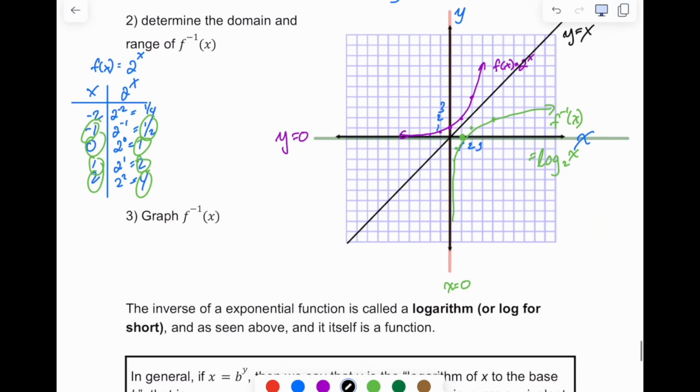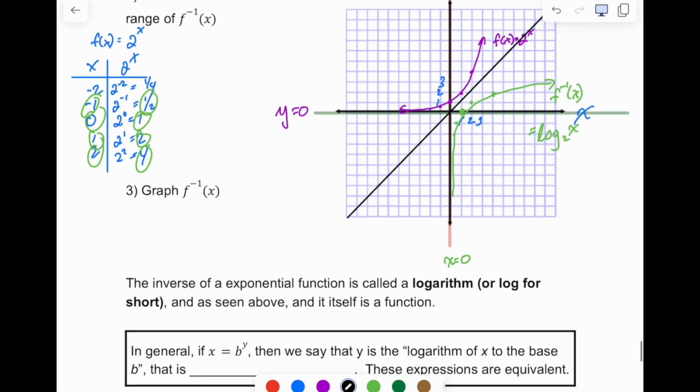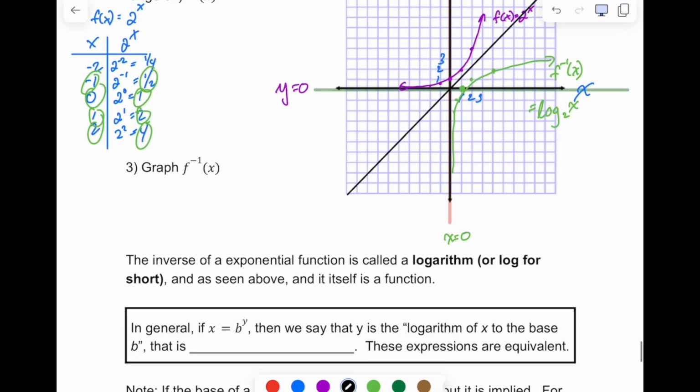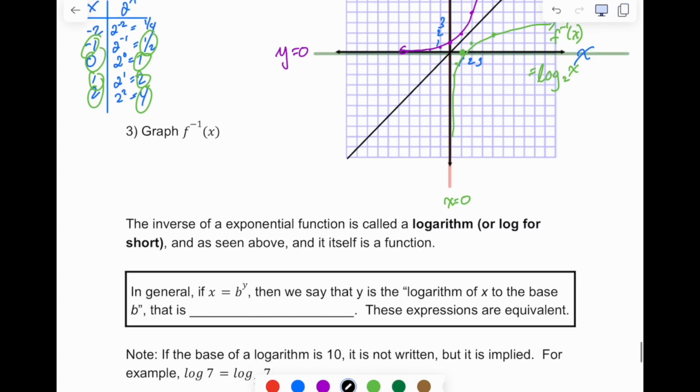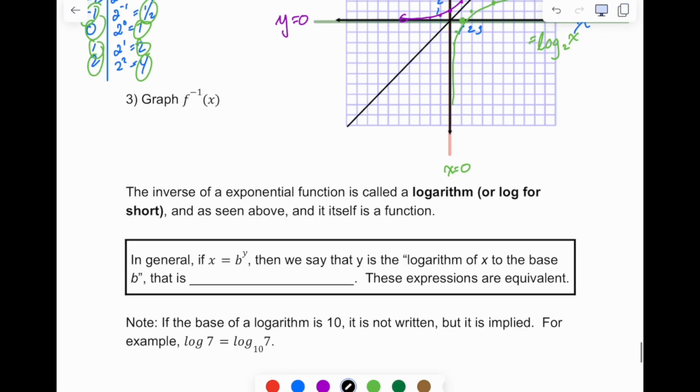But to us, we also want to understand the numeracy of it. How does it affect things? So really, a log is the inverse of an exponential function. It's called a logarithm, a log for short, as we see above. So in general, if we have x is equal to b to the power of y, then we say that y is the logarithm of x to the base b.